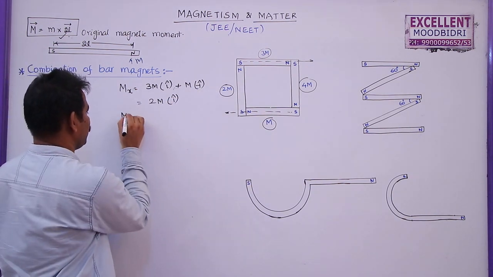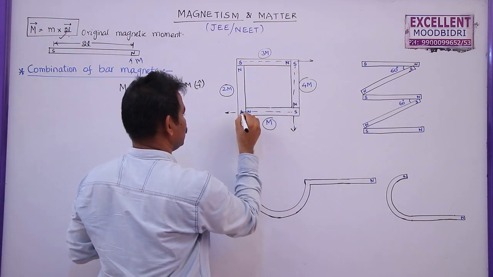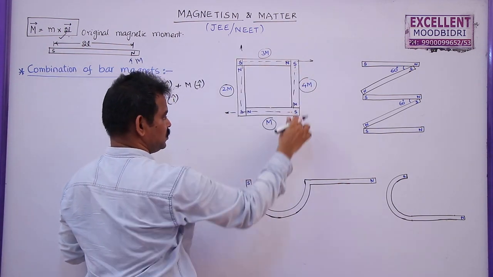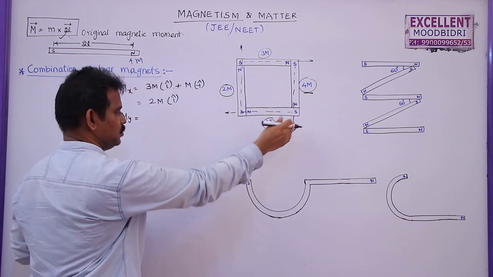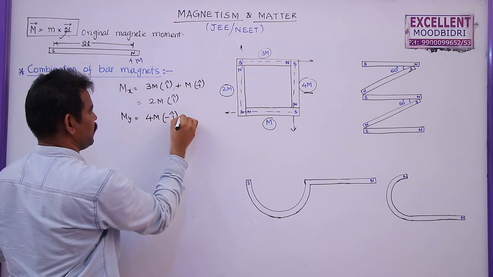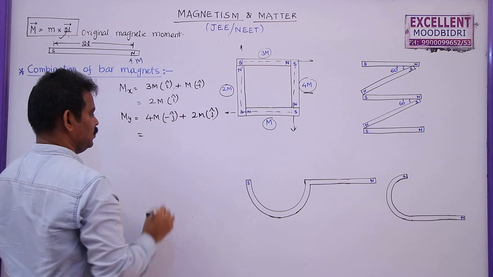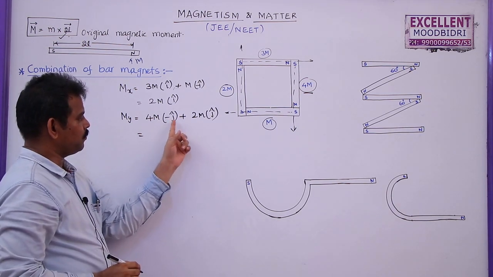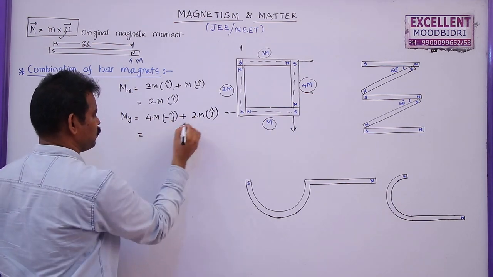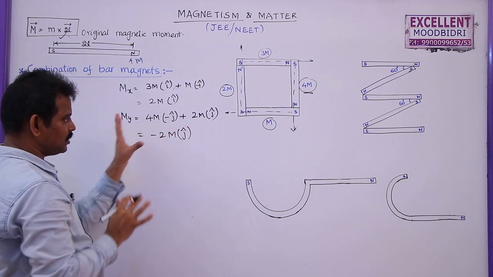Similarly, what is the magnetic moment along the y-axis? Here south to north it is downwards, here south to north it is upwards. So this moment is more than this. So you can write minus 4m j cap plus 2m j cap. As 4m is more, this is minus 4m plus 2m, which is minus 2m j cap. So what is the resultant of these two?